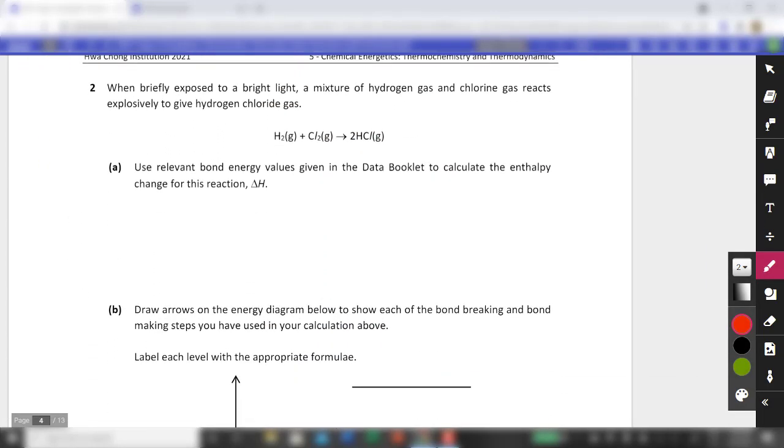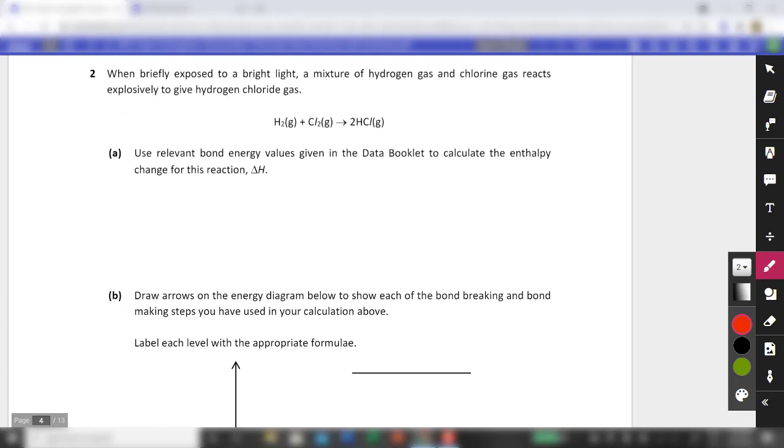Okay, so the second question reads, when briefly exposed to a bright light, a mixture of hydrogen gas and chlorine gas reacts explosively to give HCl gaseous. Use relevant bond energy values in the data booklet to calculate the enthalpy change for this particular reaction. So, well, I mean, it's the same thing. I need my data booklet.